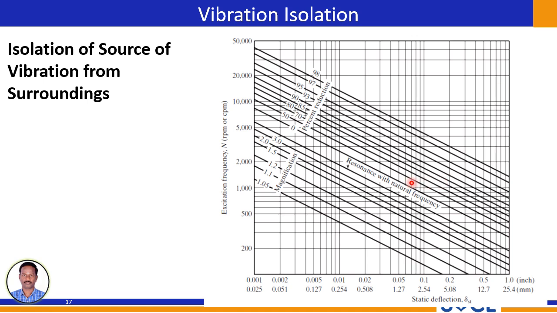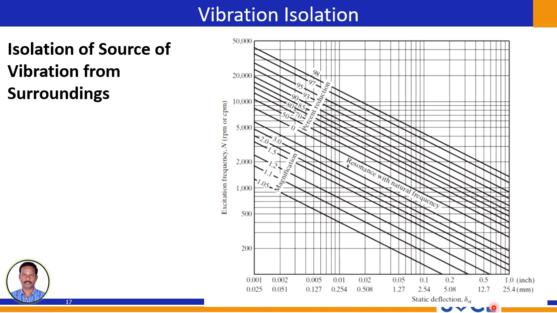Let's say we have a machine operating at 2000 RPM and we want to achieve 90% reduction in vibration. We can locate 2000 RPM on the vertical axis, follow it horizontally and intersect at the 90% reduction line. Then we drop vertically to the horizontal axis to find the required static deflection. In this case, it is approximately 0.02 inches or 0.5 millimeters.